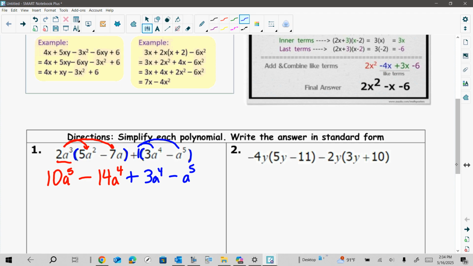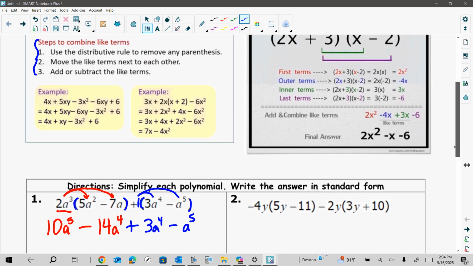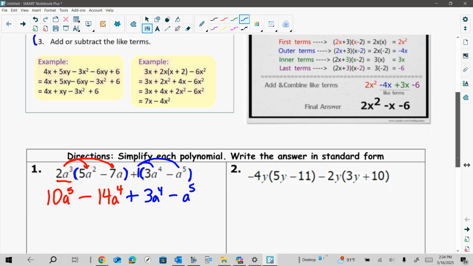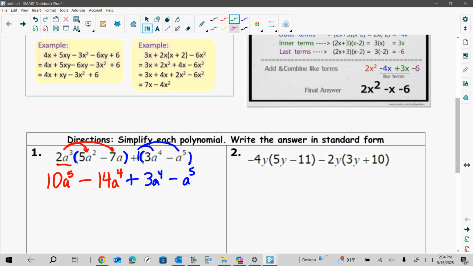Now, after we distribute to get rid of our parentheses, we move like terms next to each other and add or subtract. We're just going to go straight to combining our like terms. Start with your highest exponent, which is your 10a to the 5th, and this minus a to the 5th. So this is going to give me a total of 9a to the 5th. Sorry, I meant to say 10a to the 5th. That's our highest. And then we go to the next highest, which is to the 4th power. We have a negative 14a to the 4th plus 3a to the 4th. It's going to leave me with a negative 11a to the 4th.